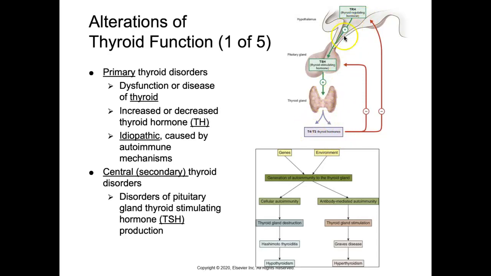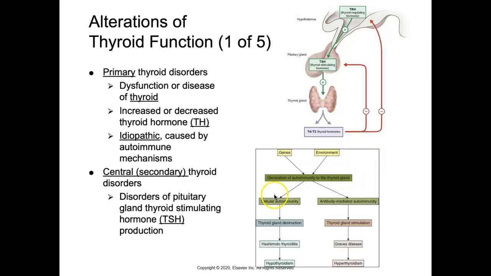So of course we can have alterations throughout this pathway that can then alter the amount of thyroid hormones that we end up with. And then we can also have it disturbed idiopathically, basically meaning that it arose spontaneously, and that could be due to autoimmune mechanisms as well. I'm going to direct you over here to this figure from your book in which genes as well as environmental factors are going to play into this to trigger that autoimmune response.